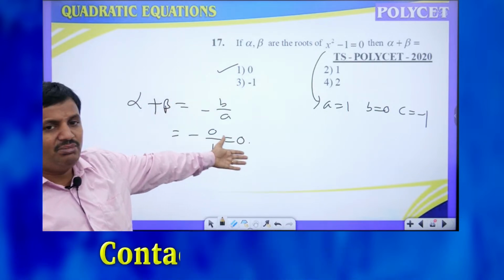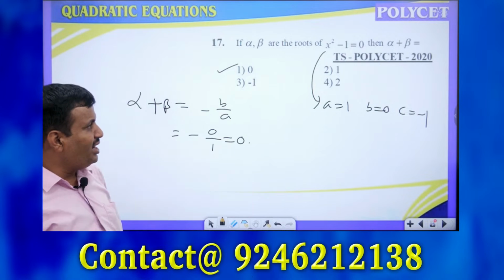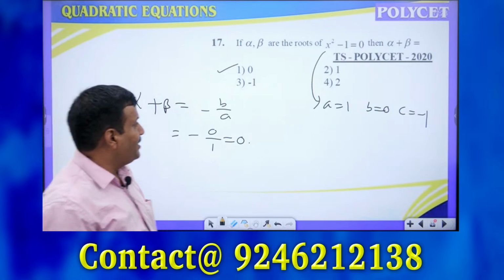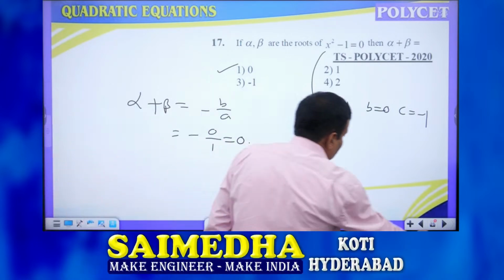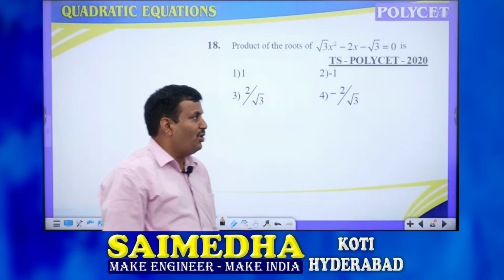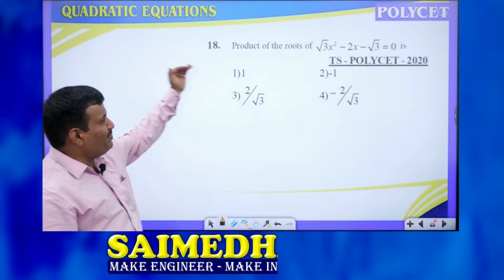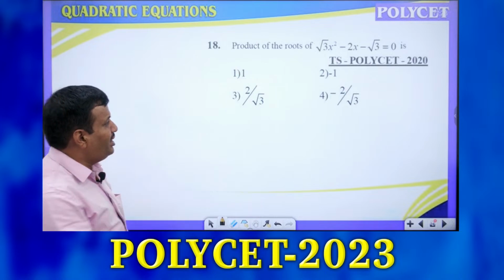Minus b by a, minus 0 by 1. 0 is the correct answer, alpha plus beta. That is clear to all of you? Yes, everyone is following, guys, right? Coming to, what is the product of the roots of this equation?